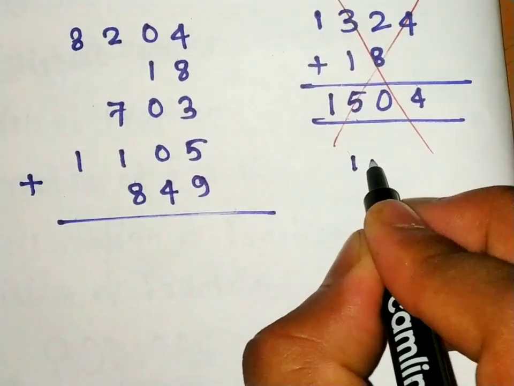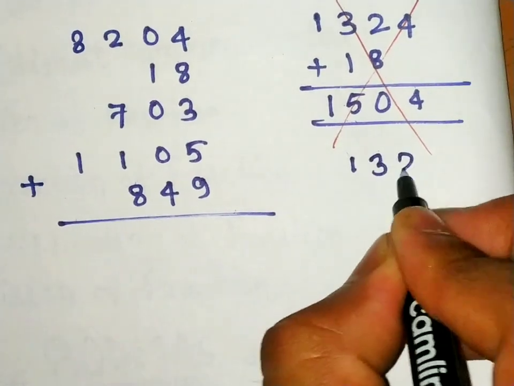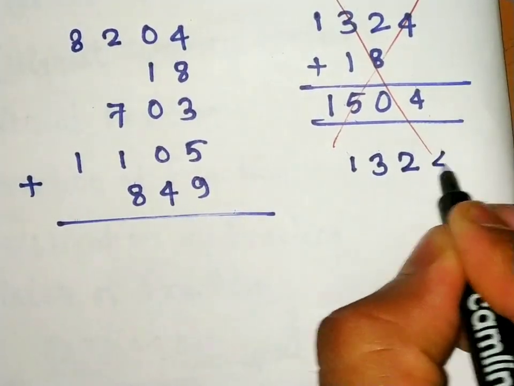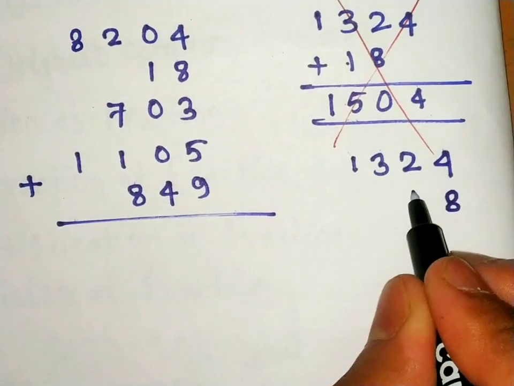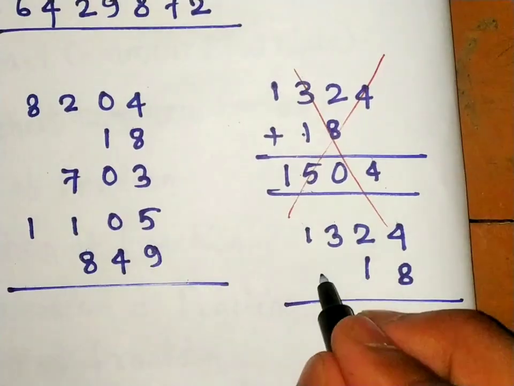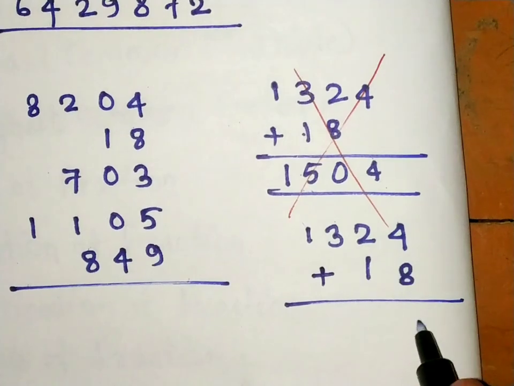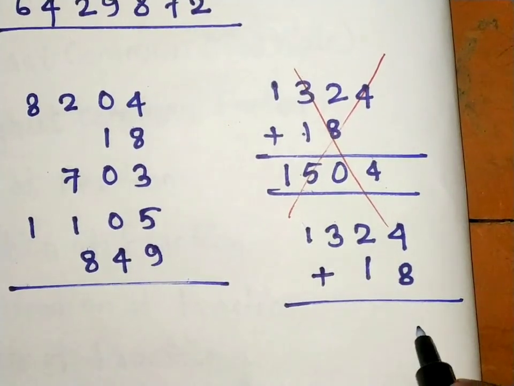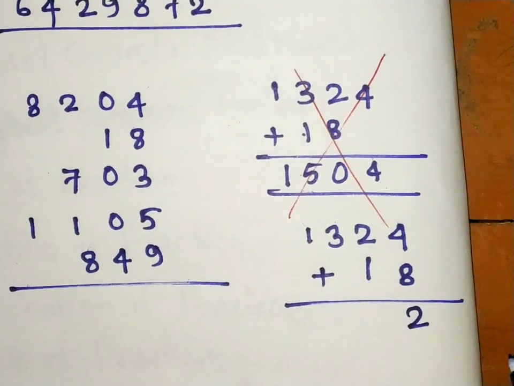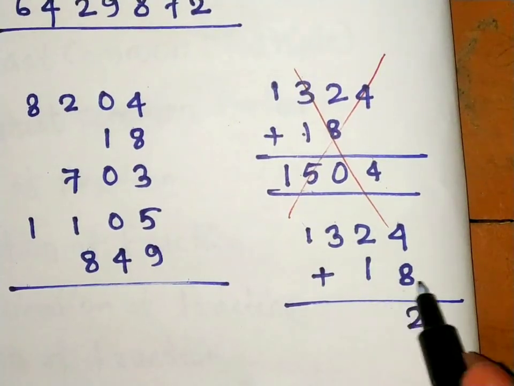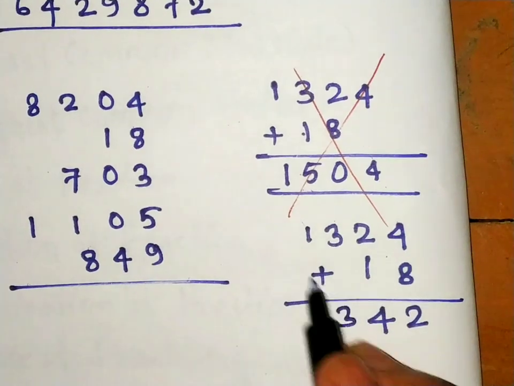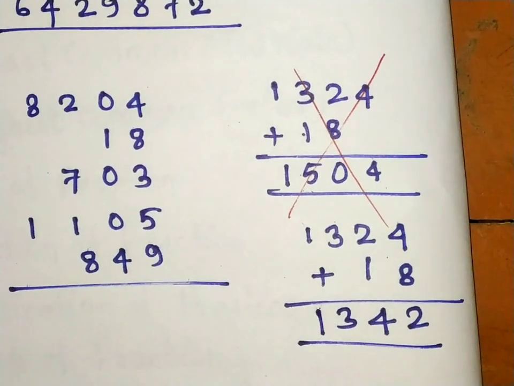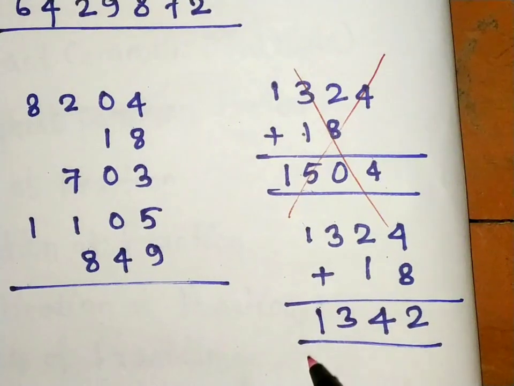Firstly, write it properly like 1 3 4 1 3 2 4, and then this 18 will be from here. 8 firstly here, then 1. So then you can add 4 plus 8 will be 12. 12, put here 2. Left 1 carry. 2 plus 1 is 3, with 1 carry is 4. There is no carry. 3 is 3. 1 is 1. That is the correct way. Okay.